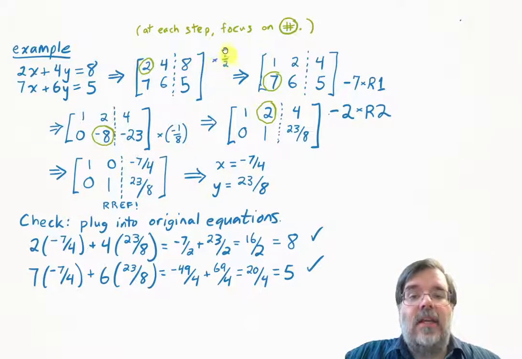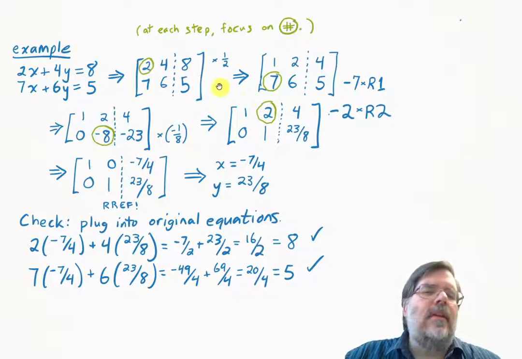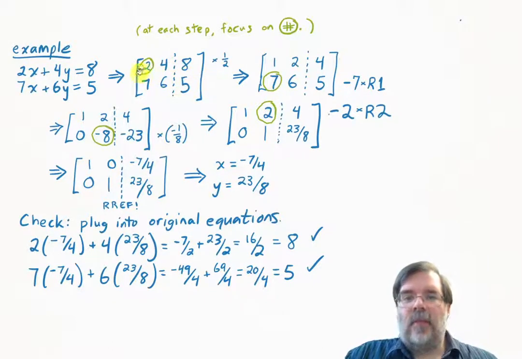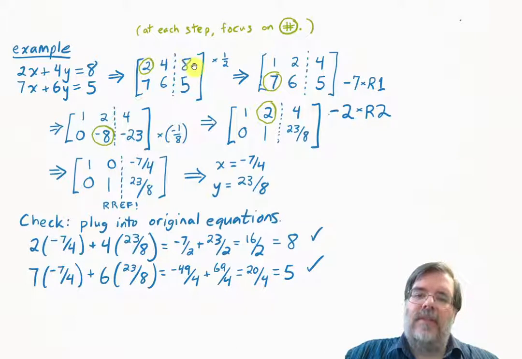Now this notation here, times 1/2 next to this row, indicates that in the next matrix, all of these values will be multiplied by 1/2. There's nothing written next to the second row, so that row will stay the same. We'll take it one row at a time. So the row 2, 4, 8: 2 times 1/2 is 1, 4 times 1/2 is 2, 8 times 1/2 is 4. So that first row becomes 1, 2, 4.